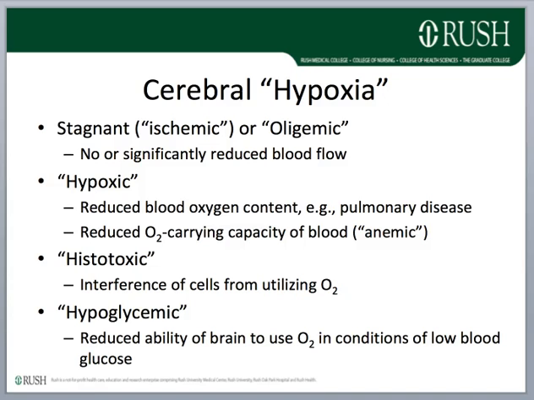pulmonary disease or other conditions that lead to reduced oxygen carrying capacity of the blood, like anemic hypoxia. Cyanide poisoning, which prevents cells from using oxygen to produce ATP, is an example of histotoxic hypoxia. Finally, hypoglycemic hypoxia refers to a reduced ability of the brain to use oxygen in conditions of low blood glucose, which you've already learned about by your study of diabetes mellitus.